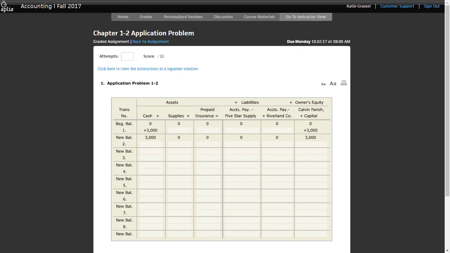Now we can't have one account affected without the other. We got to make sure our accounting equation is in balance. And the other thing that's being affected right here is going to be our owner's equity. The owner invested $3,000 worth of cash in the business. So owner's equity goes up, which is why we have a plus, and then the amount that they put in is $3,000.